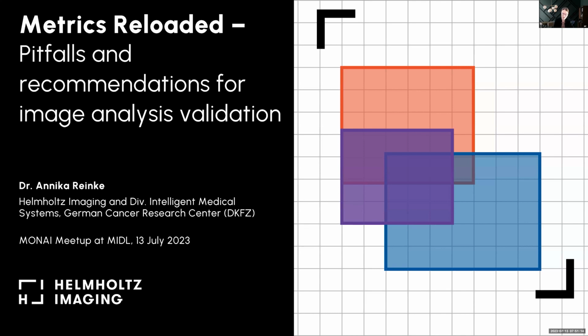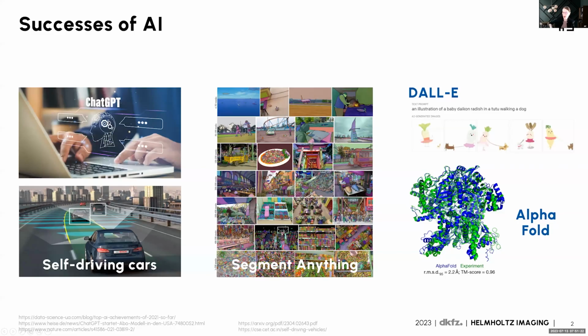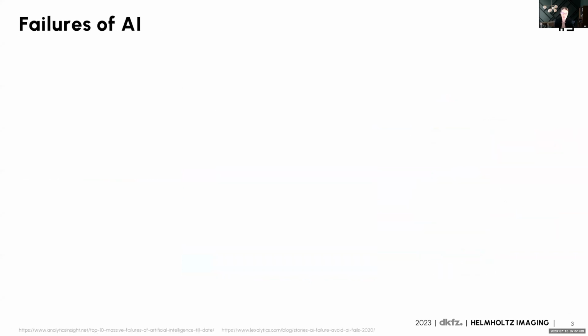But before going into details, I would like to emphasize a little bit on the successes of AI. So I think I don't have to tell you about it. I think all of us have been using all the great things that have been developed by ChatGPT, DALL-E. I think we will hear something about Segment Anything later. So given all of these successes, we sometimes tend to forget a little bit about failures.